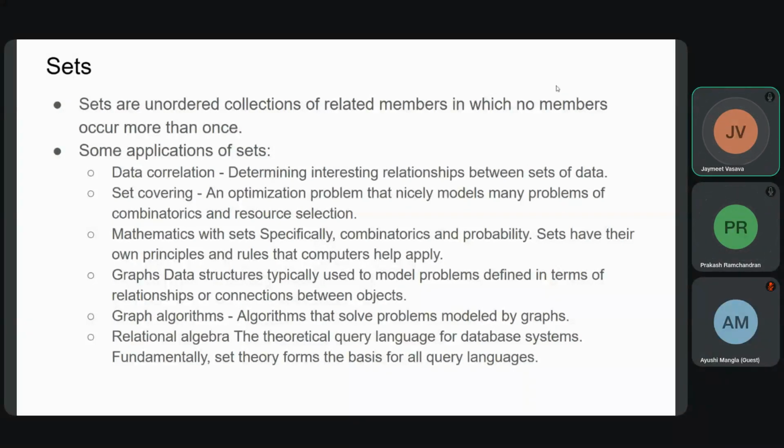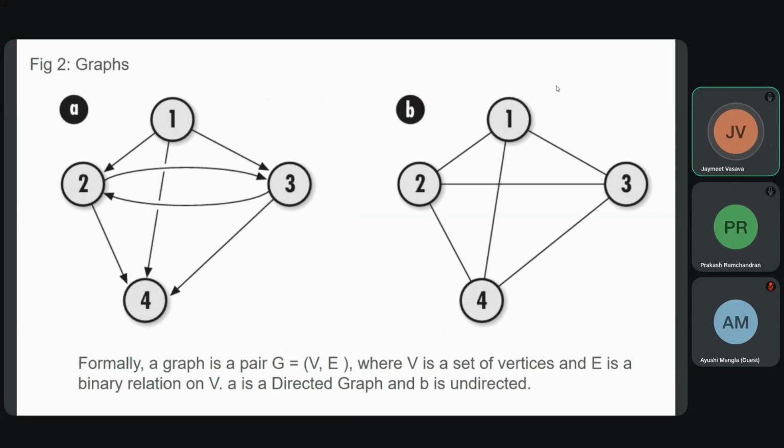So let's see an example of sets with regard to graphs. These are two images, A and B. As you can see, there are some differences. Image A is a directed graph. You can see the arrows being used, and image B is an undirected graph. A graph G is a pair of V and E, where V is the set of vertices here 1, 2, 3, 4, and E is the relation or binary relation on V.